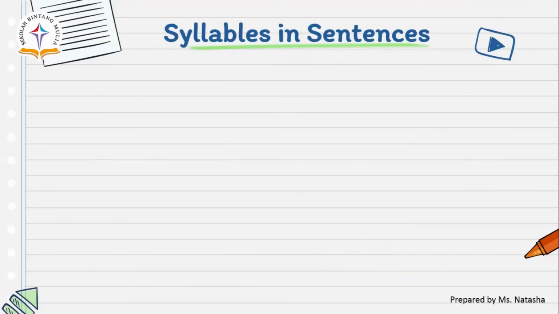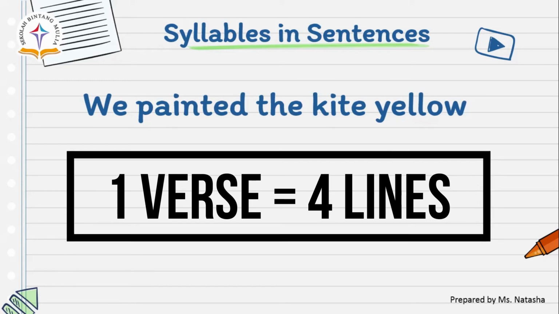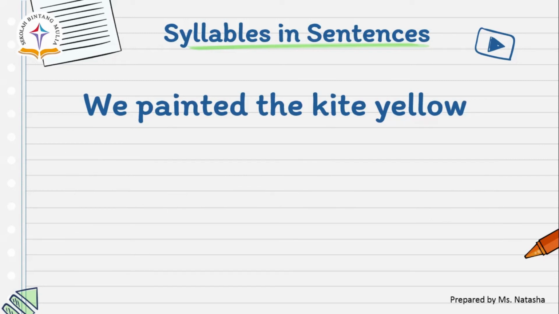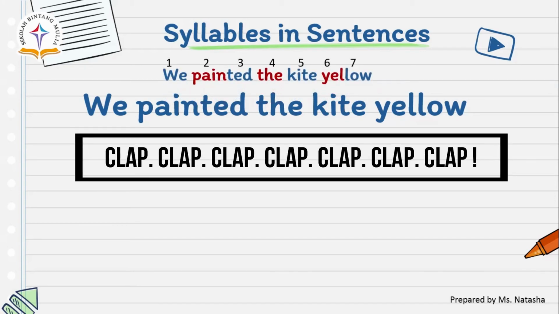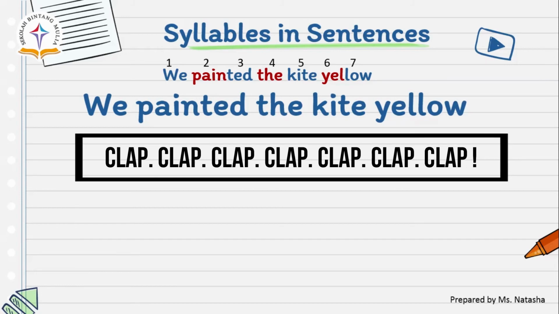Now, let's take a look at these examples. This is the first line of a verse, okay? One verse contains four lines. Let's take a look at the first one first. We painted the kite yellow. Let's count the syllables together. Here we go. Get your hands ready. We painted the kite yellow. 1, 2, 3, 4, 5, 6, 7. There are 7 syllables in the first line.